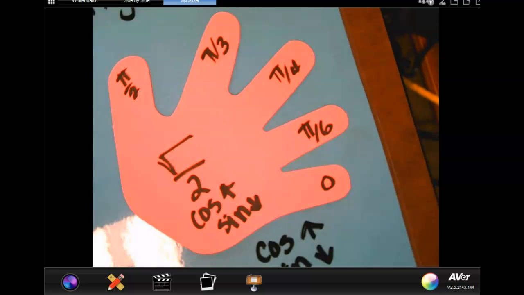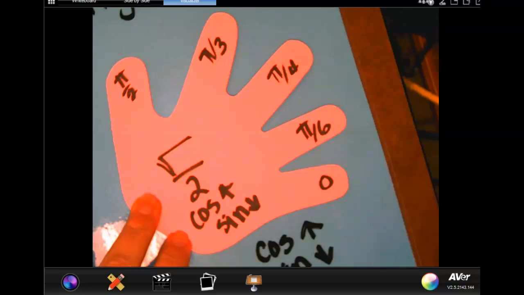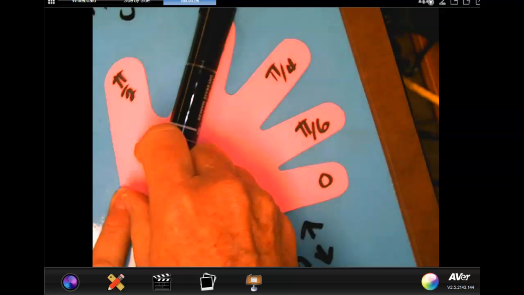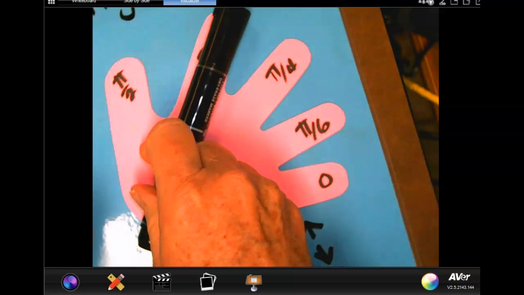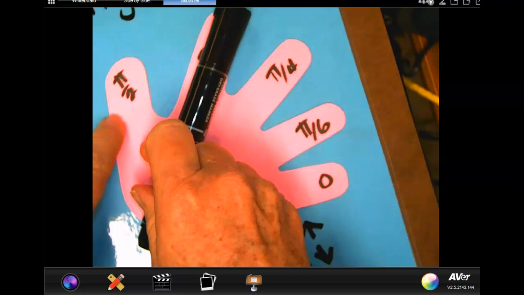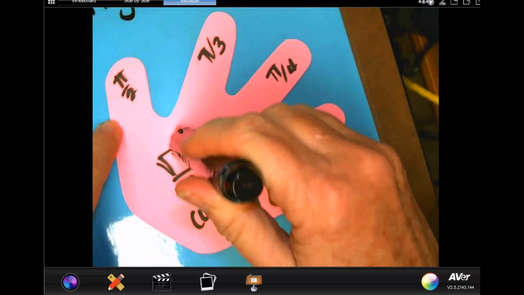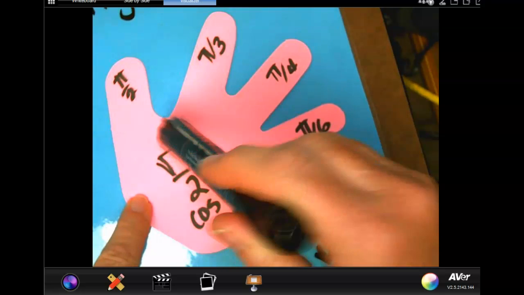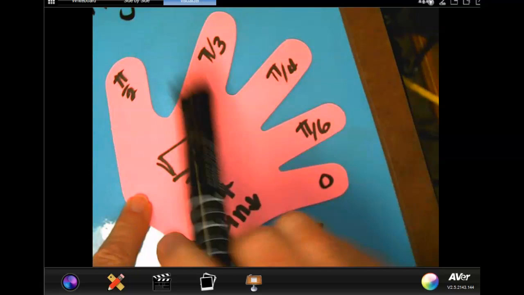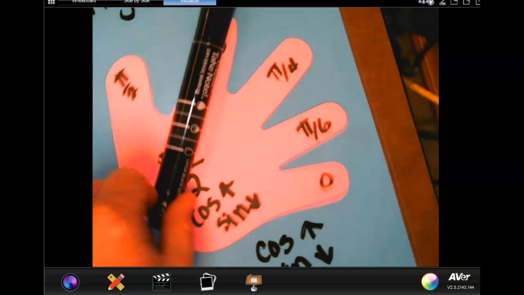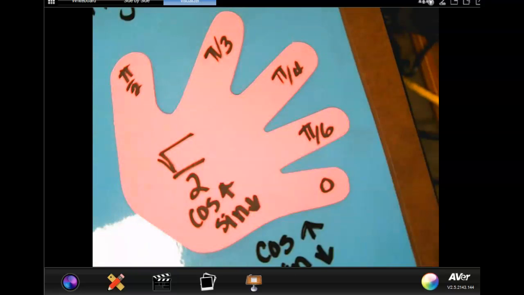Okay, so watch. Here's how this works. Mason, up here. If I want to know the cosine of pi over 3, this is pi over 3. How many fingers are above the pi over 3? Okay, what's the square root of 1? So it's 1 over 2, or 1/2. How many fingers are below? 3. The square root of 3 over 2 is the sine.